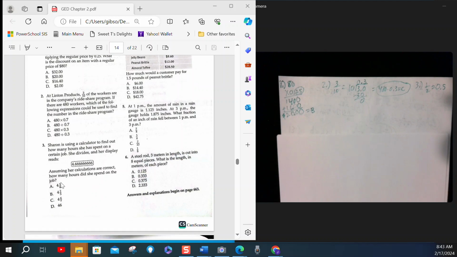So we could look here. We notice all of the whole numbers are 4, which is good. Well, D is 46, so we know that we got to get rid of D. So D is out. So we look here. We know 1/6 is less than 1/2. So we would get rid of A as well.